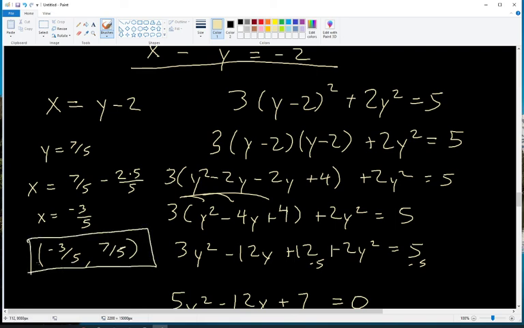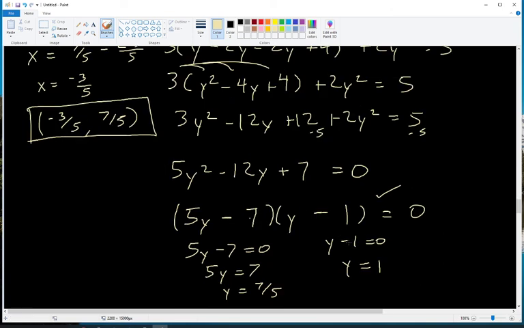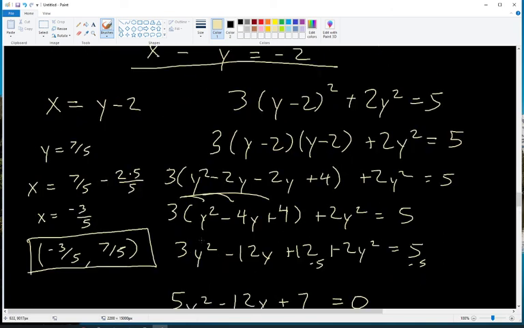Then the other y value was, what if y equals 1? Okay, so that one we can just kind of look at. If y is 1, and you guys put 1 in here, so if we put 1 in for y, 1 minus 2 is negative 1, so x is negative 1. And that wraps that up.